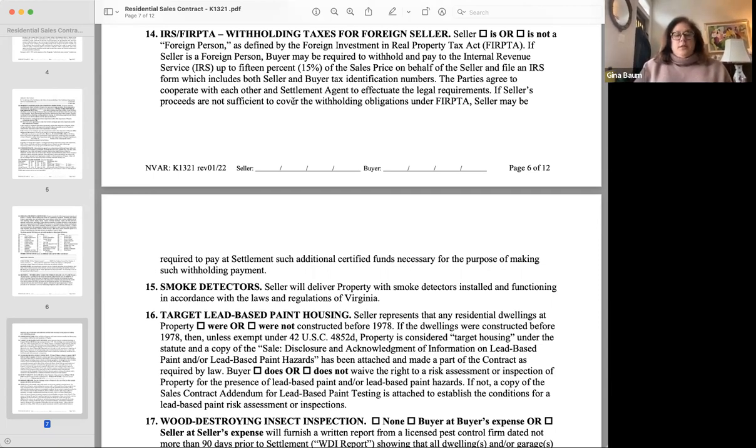Smoke detectors. Seller will deliver property with smoke detectors installed and functioning in accordance with the laws and regulations of Virginia. So the laws and regulations of Virginia specify one smoke alarm per level of the house. They recommend, but don't require, one in every bedroom.